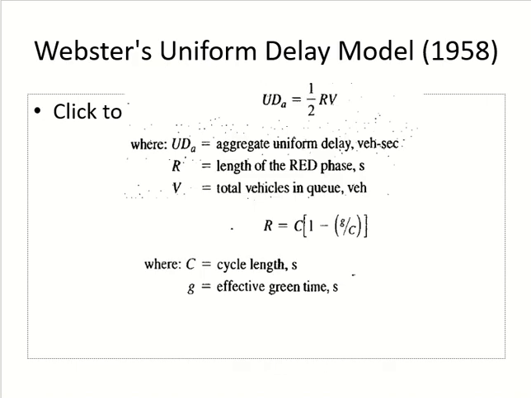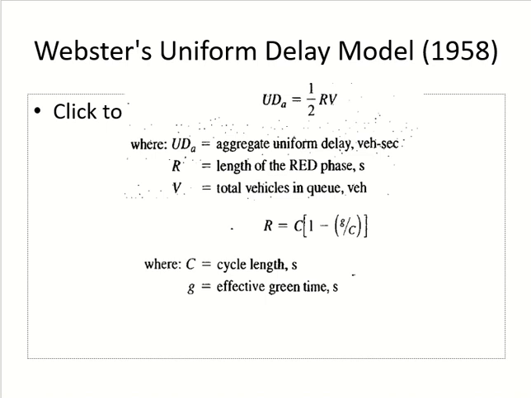Okay, there was a scientist, traffic engineer, whoever you call it. His name was Webster, and he gave this equation for calculating uniform delay, delay at the signal. Why did he call it uniform delay? Because this is the delay because of signal timing. It does not take into account the length of the queue.